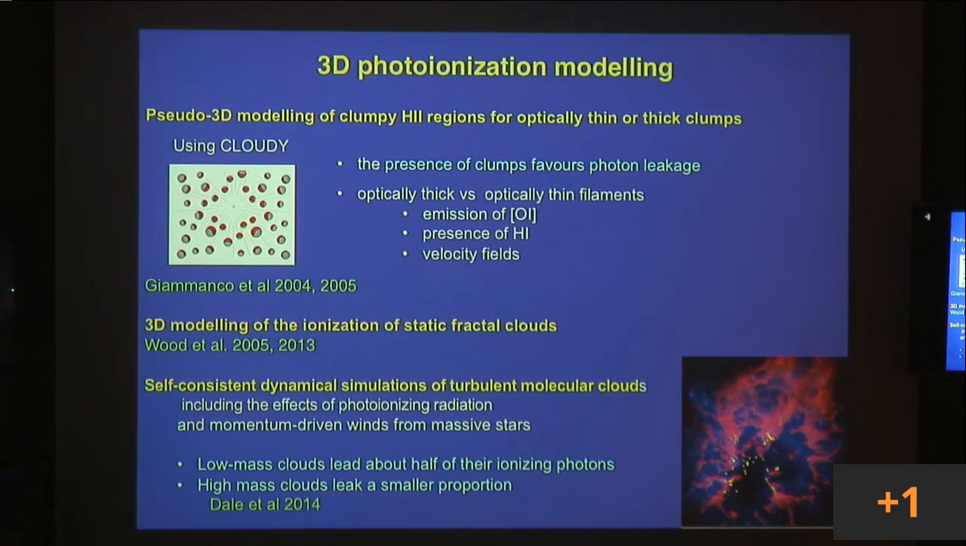It was not very clear, but I mean, that was a first step to try to get perhaps a more realistic density distribution. Nowadays, there are pure 3D modelings of the ionization of fractal clouds. And there are even self-consistent dynamical simulations of turbulent molecular clouds, like those of Dale et al. And for example, they find that low mass clouds and high mass clouds leak about the same amount of ionizing photons.